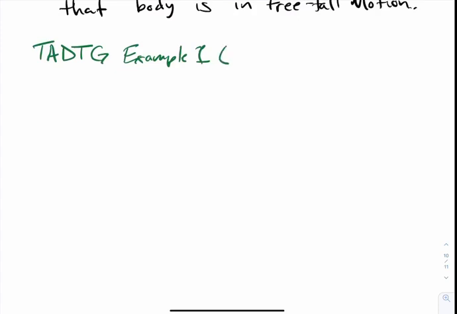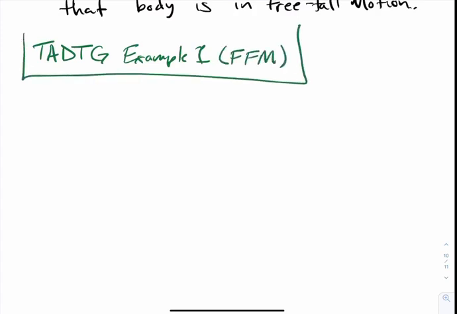And we'll note that it's free fall motion. Okay. So last semester, I had a student, well, two semesters ago, I guess, named Kareem, and he was the one who fell off his roof. So we're going to use him in this example. We'll say Kareem fell off a two-story building.